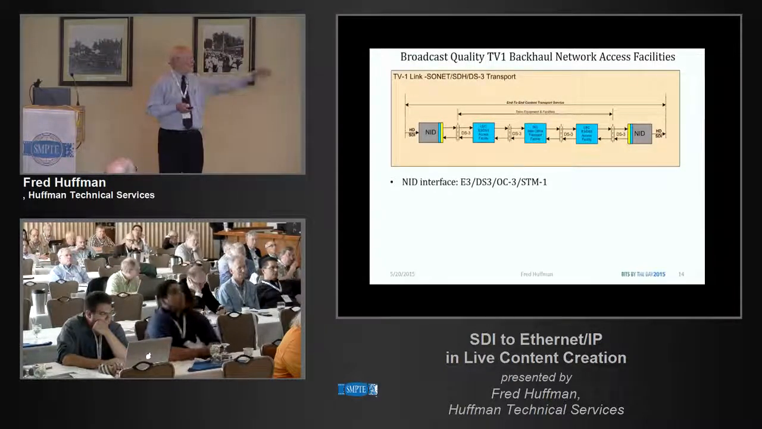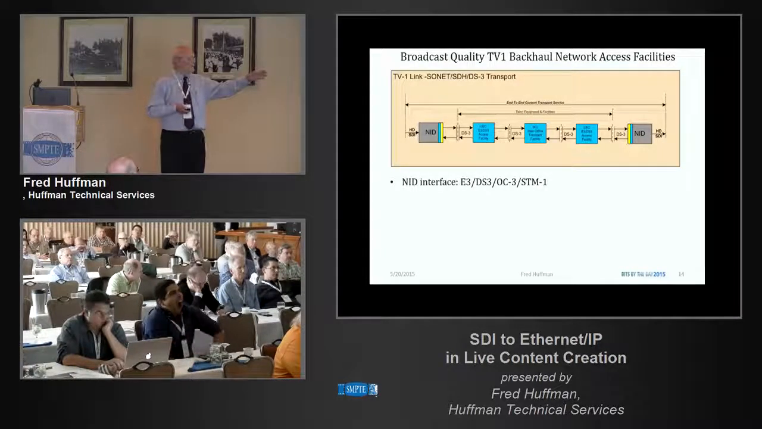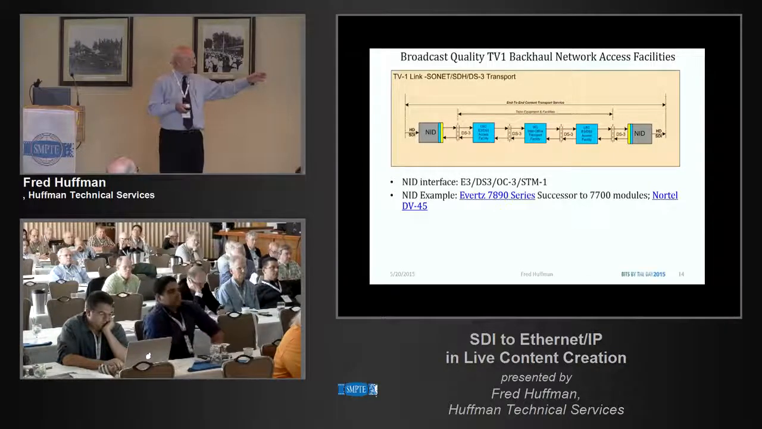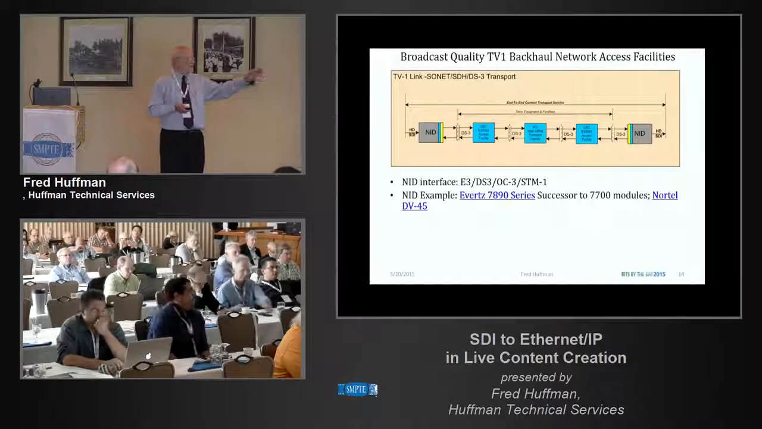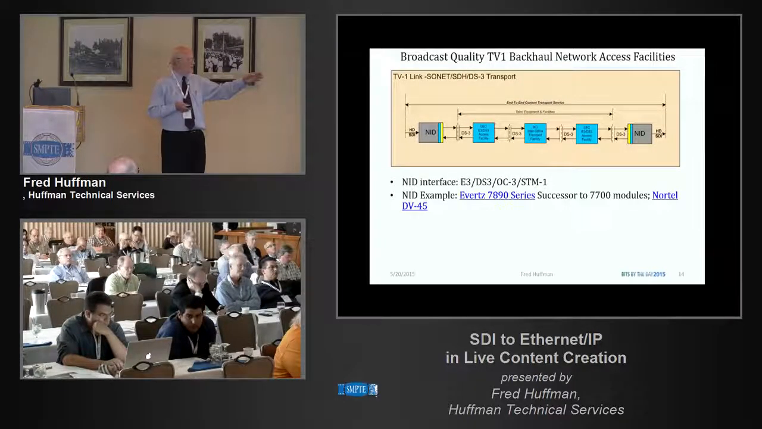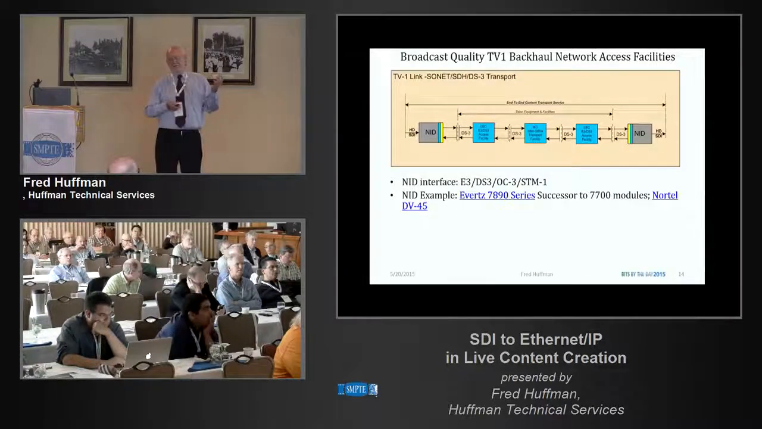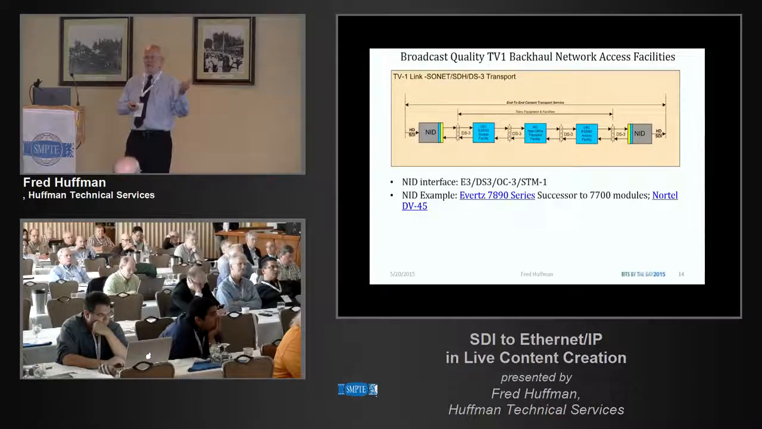So the network side interface was an E3 or DS3, OC3, or in some cases maybe an STM1. And there are today examples, and one you can get from Evertz is, I think they call it their 7890 series. And if anybody remembers, the first implementation of these things was basically a Nortel DV45.